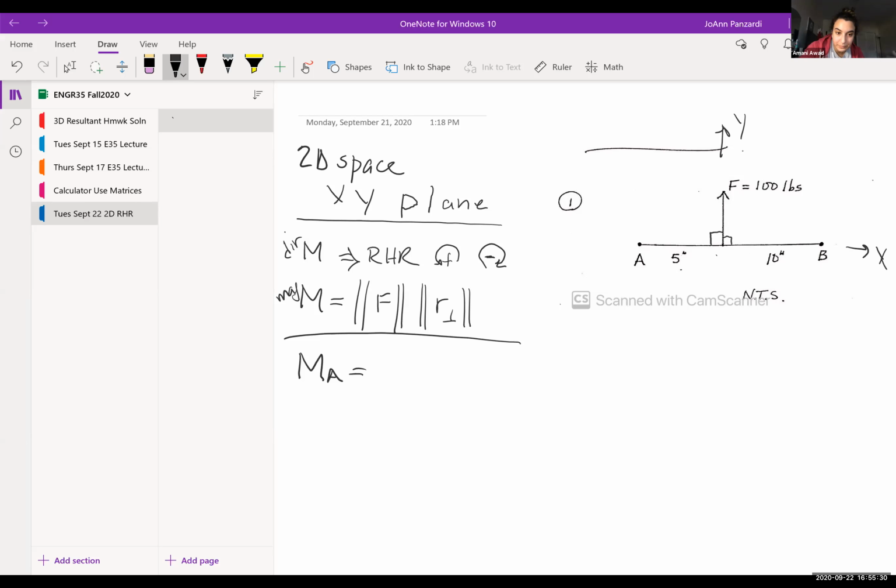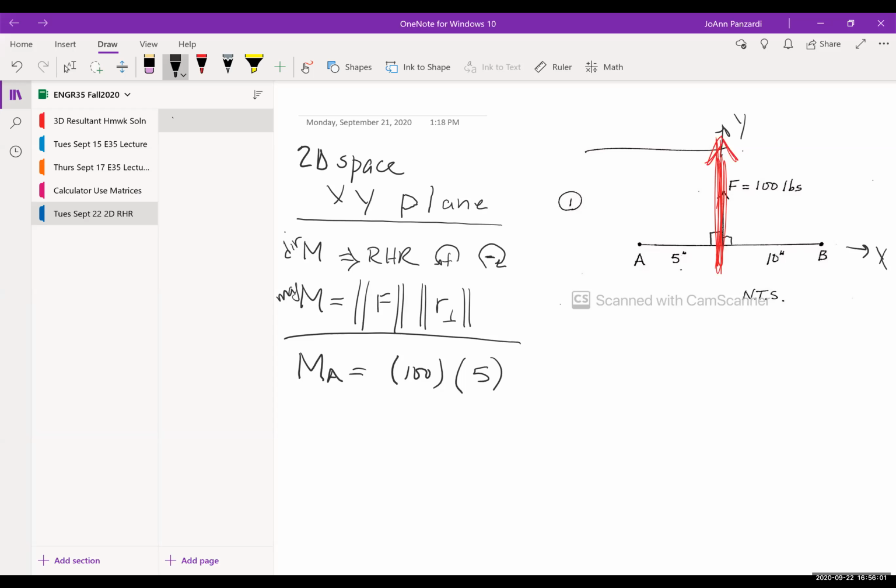Okay, Amani. What's the magnitude of the force? 100 pounds. 100, right. And what's the perpendicular distance from the force to the point A I'm trying to find the moment about? And remember, the force is here, right? And it's going up. 5. So I just determined the magnitude. It's 500.